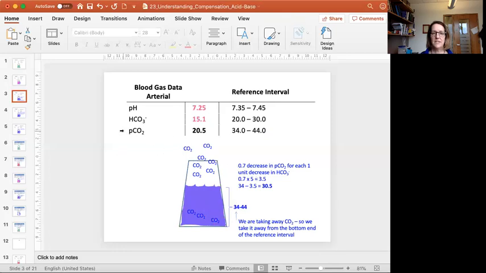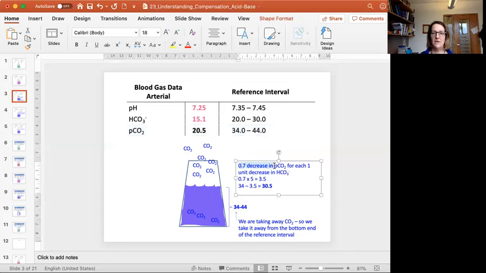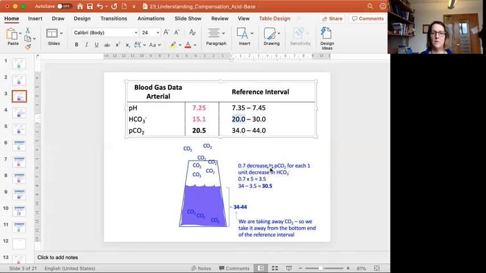But is this compensation or a primary problem? We need to look at Dr. Valverde's equation, which is that we expect a 0.7 unit decrease in PCO2 for every unit decrease in bicarb. So we want to lose PCO2 by 0.7 for every point below the bottom of the reference interval for bicarb. So we're at 5. So the equation becomes 0.7 times 5 equals 3.5.